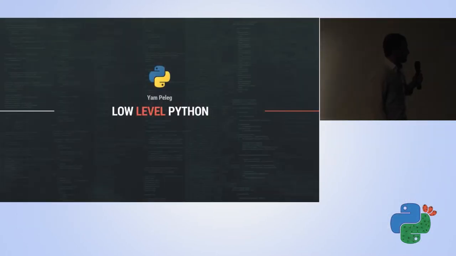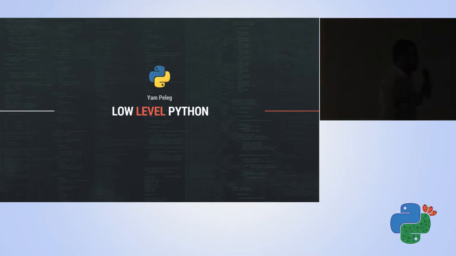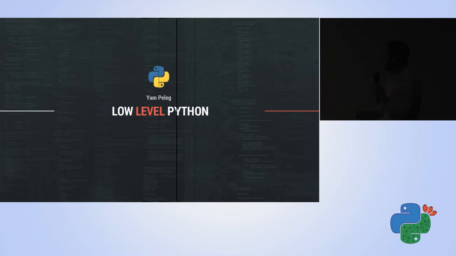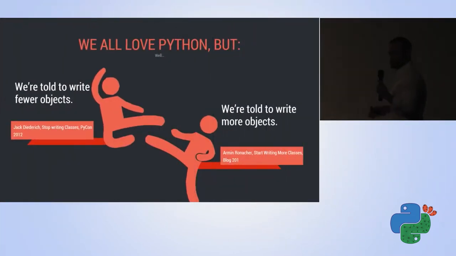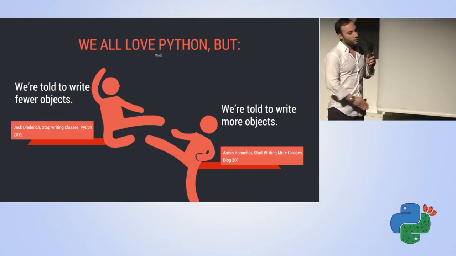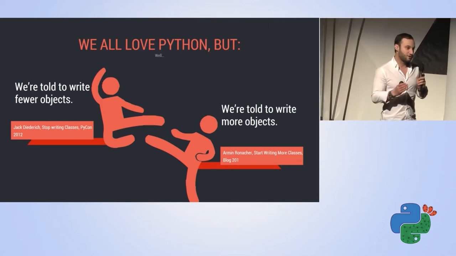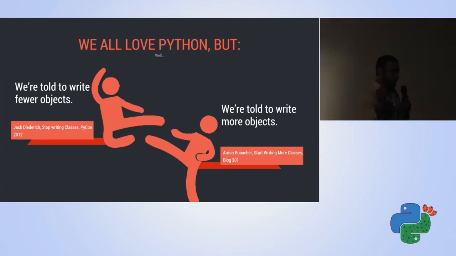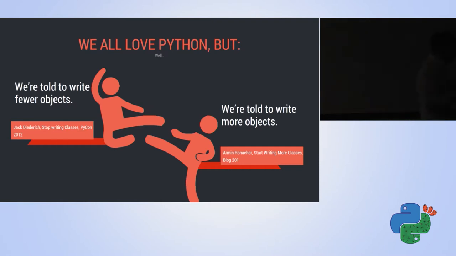Going to talk about low-level Python, the implementation of CPython. So we all love Python, but you know what we all love as well? We love violence. We like to argue with each other about the most stupid things we can ever imagine. Like, we were told to write more objects, we were told to write fewer objects. But I think that none of this actually matters if we don't understand the underlying implementation of Python.